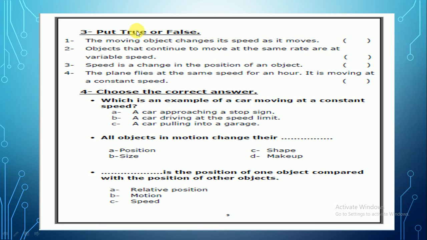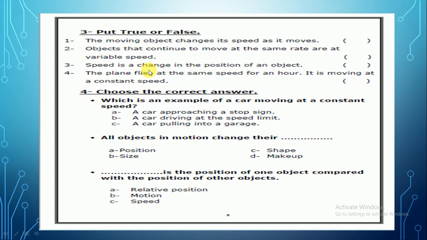So, put true or false. Number 1, the moving object changes its speed as it moves. True or false? True. Excellent. Good job. Okay, number 2. Objects that continue to move at the same rate. The same rate means the speed doesn't change. Are at variable speed. False. Why? Because this is constant speed. The speed doesn't change.